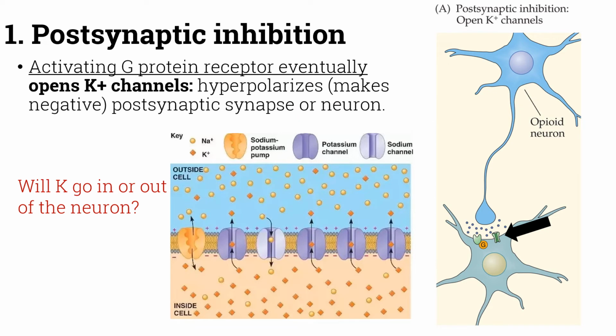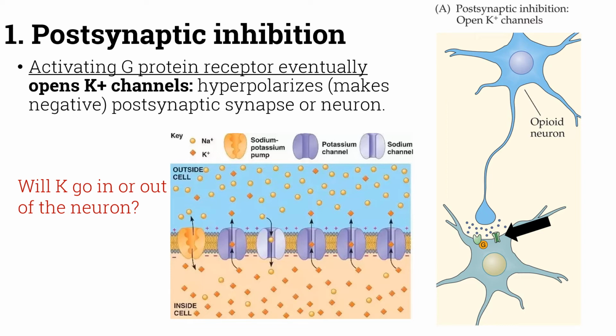So let's take a bit closer look at postsynaptic inhibition. All these actions are going to be activated by a G protein receptor. And in this case, we're opening the calcium ion channels. Remember back early on in the course where we talked about the resting membrane potential based on the concentration and charge of different ion species inside or outside the cell.